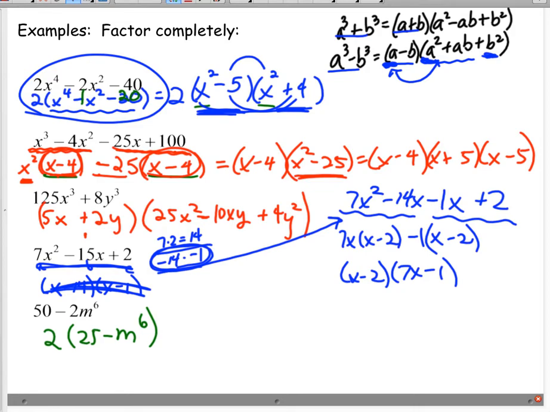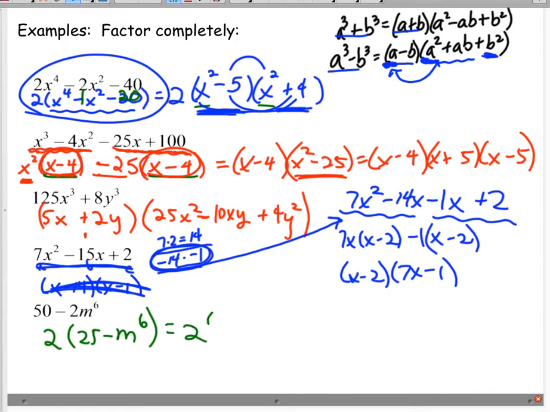Is this a difference of perfect squares? 25 is a perfect square. But m to the 6th, well, it's a perfect square too. What do you have to square to get m to the 6th? You have to square m cubed. You might think of these as the difference of perfect cubes. M to the 6th is also a perfect cube, but 25 is not. So this is the difference of perfect squares.